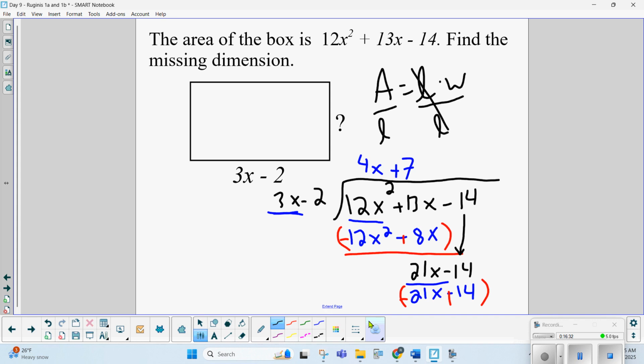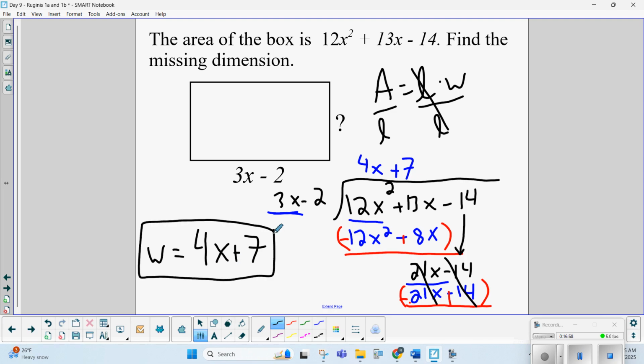All right. And then combine. And in this case, all of those are going to cancel, right? 21x and negative 21x cancel. Negative 14 and 14 cancel. So in this case, there is no remainder. So this one's nice and easy. Find the missing dimension. In this case, our missing dimension, our width, is going to be 4x plus 7. Great. Not too bad. Awesome.